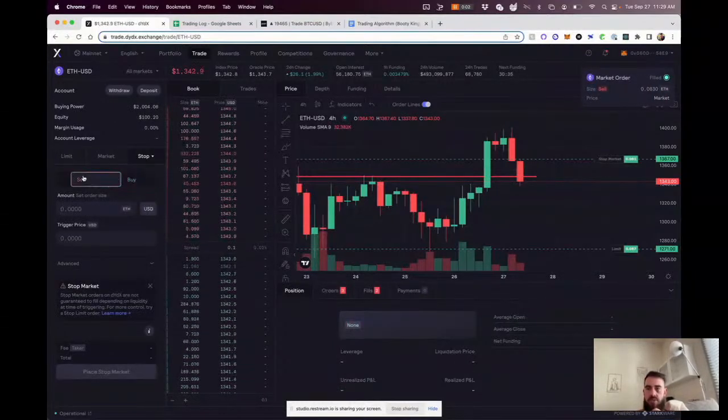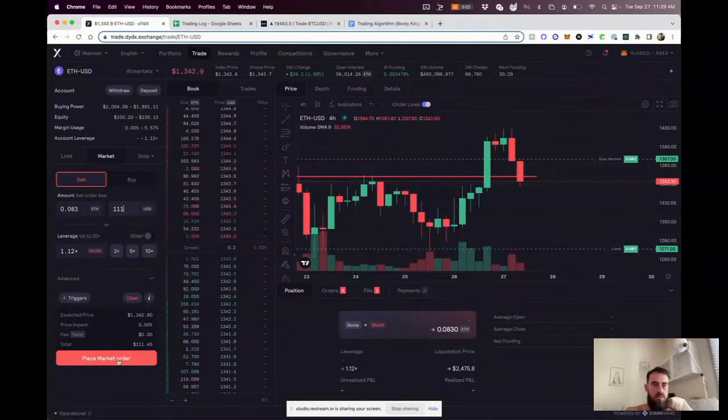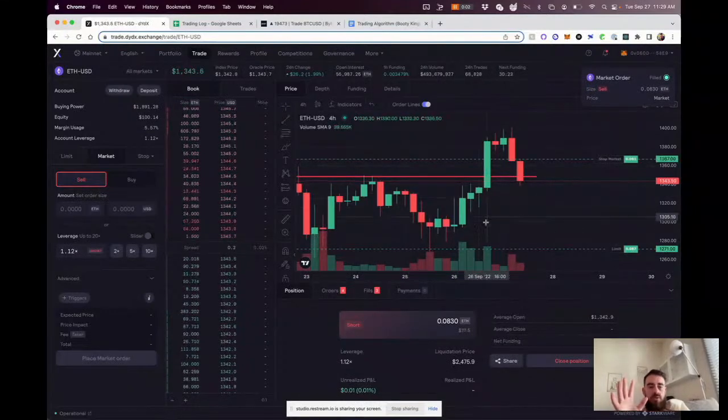I'm loading a new interface here. Okay. I mean, that's lucky because I'm getting a better entry. I'm getting exactly where I wanted. Wow. What a noob. All right, so I had that wrong earlier. I hit the wrong button to go long. This is my first time using this interface.